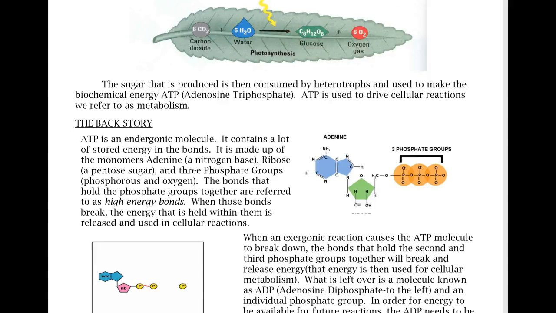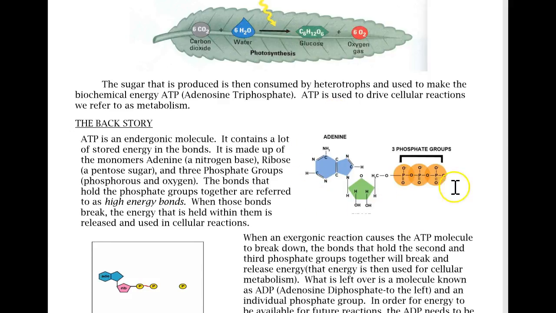Endergonic means that anytime a chemical, or atoms, form a chemical compound, the bonds that hold that together store energy. So when we take a look at ATP, ATP is an endergonic molecule because it has a lot of bonds.